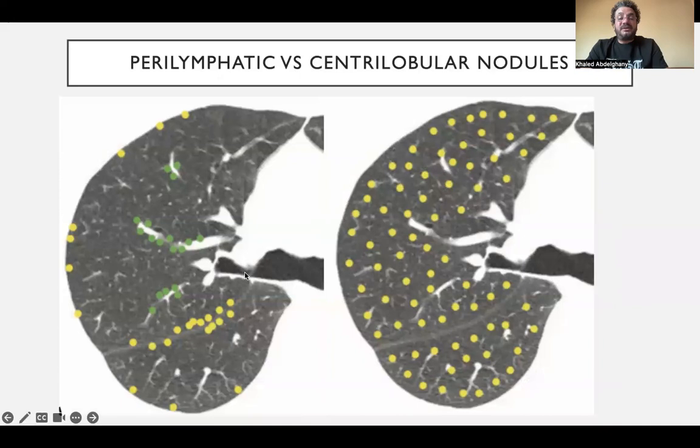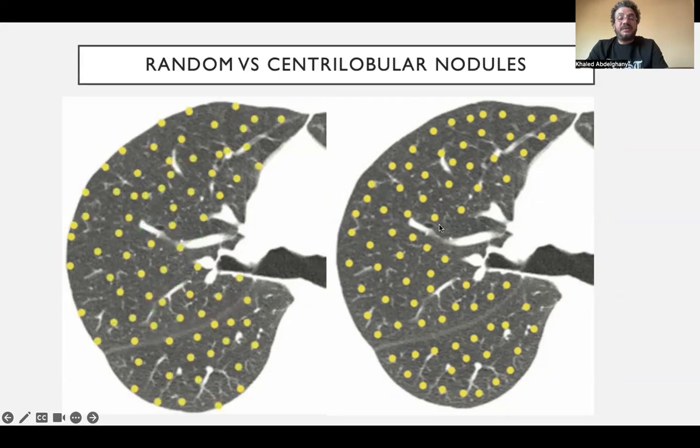In case of lymphangitic carcinomatosis, there is perilymphatic spread of the nodules to be seen along the bronchovascular bundle, subpleural location, along the fissures, and the pleural surface, interlobular septa as well. But in our case, we have these two modes of distribution. We have the centrilobular nodules, and we have the randomly distributed nodules, which are the nodules detected along the pleural surface and along the fissure. So this combination means this patient has a primary in the lung and metastasized into the same lungs.